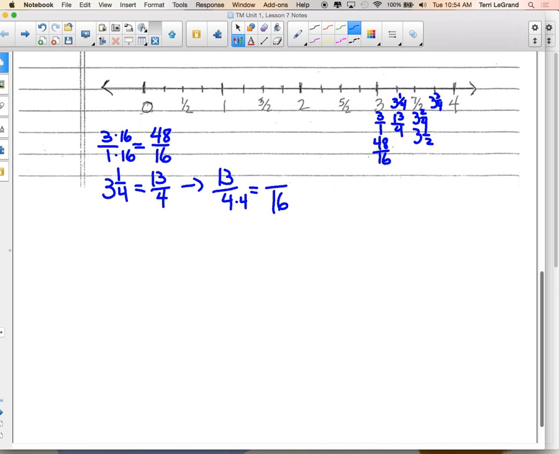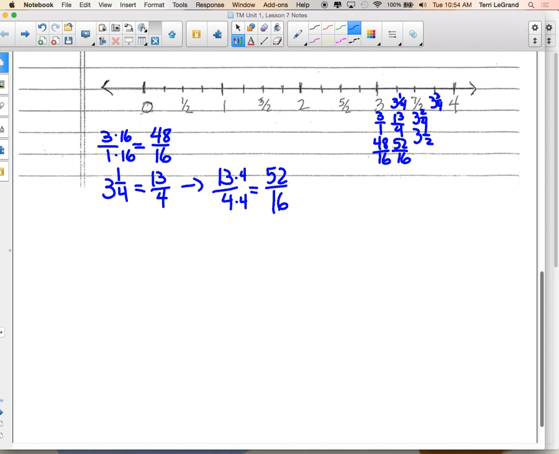We do that downstairs, we got to do it upstairs. Okay. Anybody know what 13 times 4 is? Or does your calculator? How much? 52. Okay. Also, now we just said 13 fourths is really also the same as 52/16.